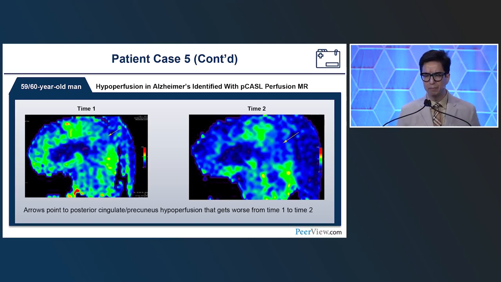But the ASL really helps in this case as well, because what you can see here, again, this is a product sequence. It's not a research sequence. You can get this on a variety of scanners out there. This is on a GE scanner in this case, and they give really good cerebral blood flow maps.